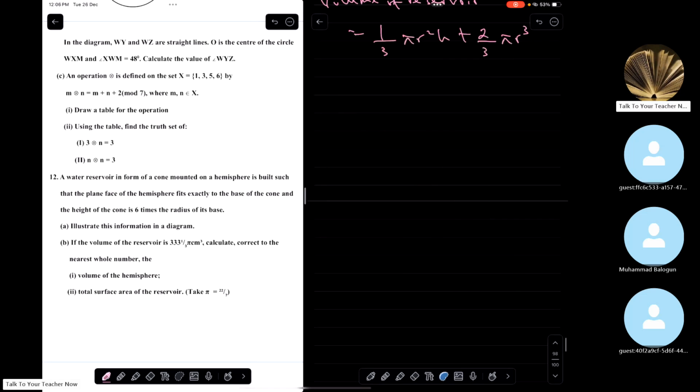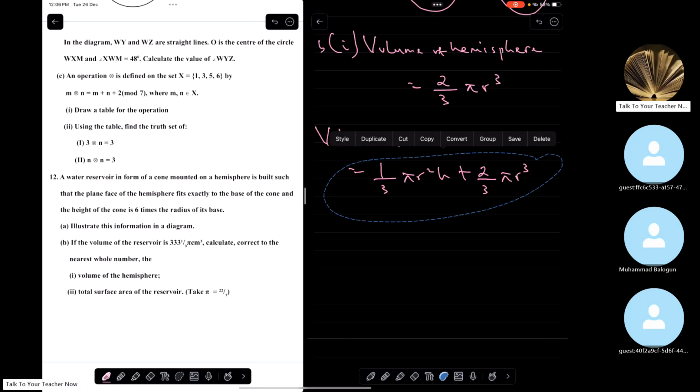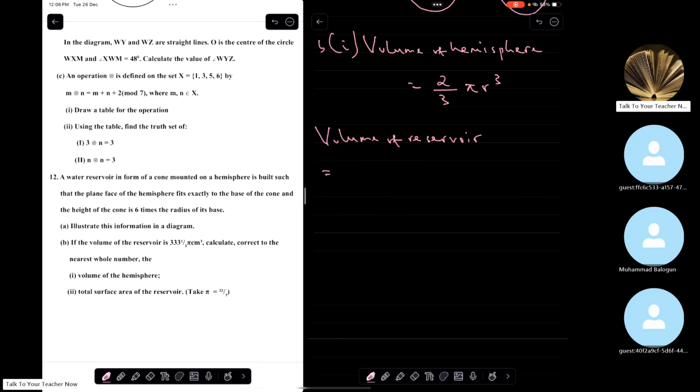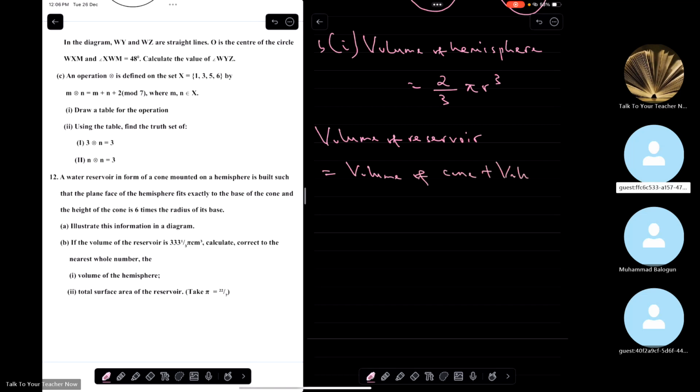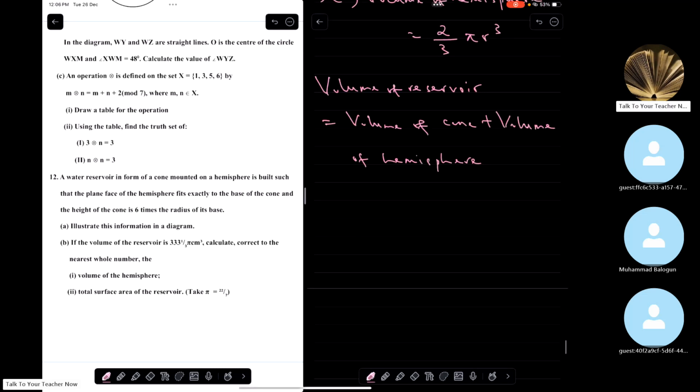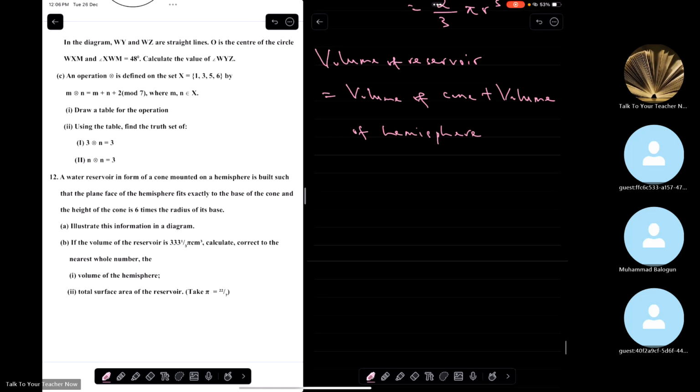Let me rewrite that. I should just say volume of reservoir equals volume of cone plus volume of hemisphere. So that means the volume of the hemisphere is going to be volume of the reservoir minus the volume of the cone. Do you understand that? That's the volume of the reservoir minus the volume of the cone. And what's the volume of the hemisphere? 4 over 3 pi r cubed.